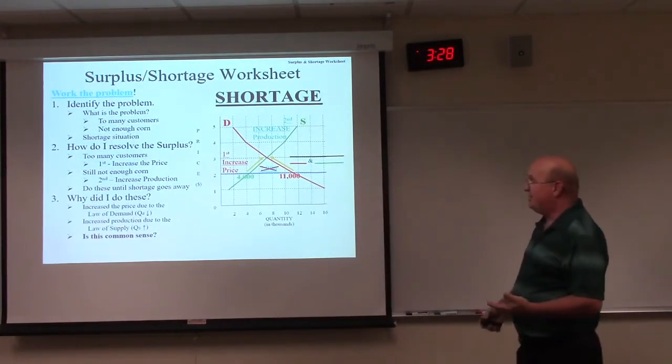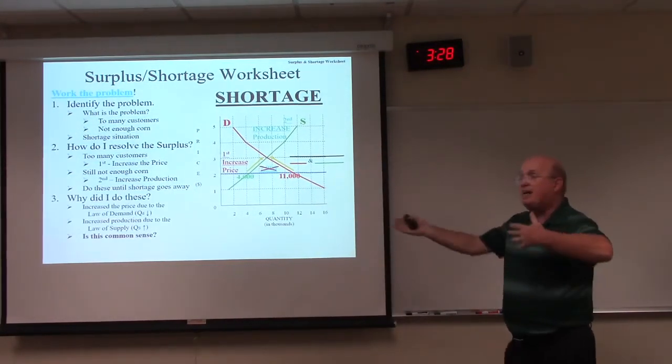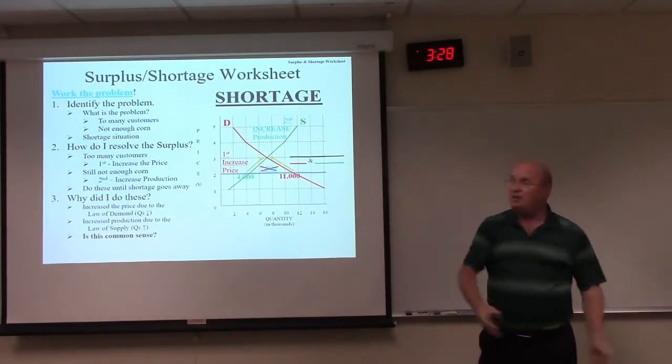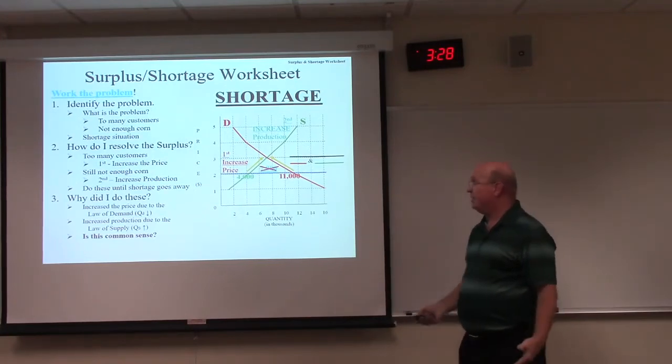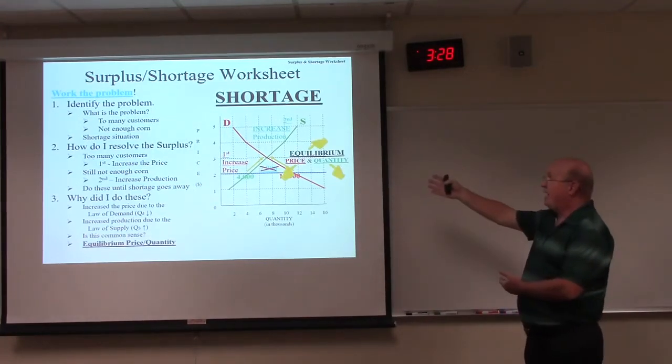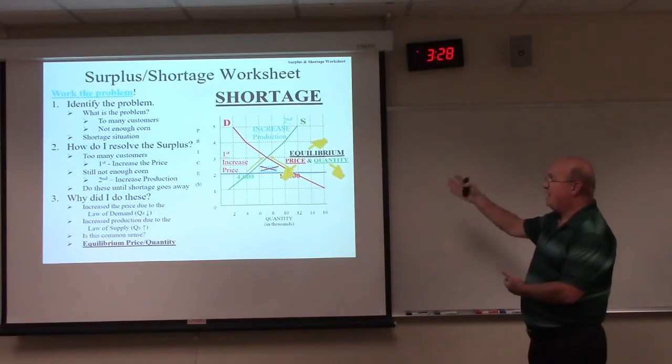Getting rid of the shortage, and again, did anybody tell you to do this? No, you looked at inventory, you looked at people with money. So again, common sense, right? And again, we come up to the equilibrium of price and quantity.